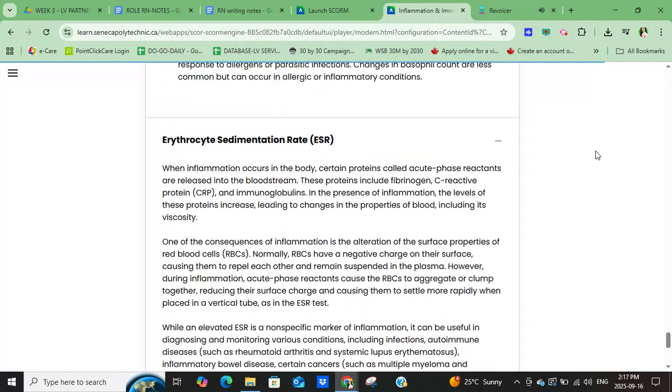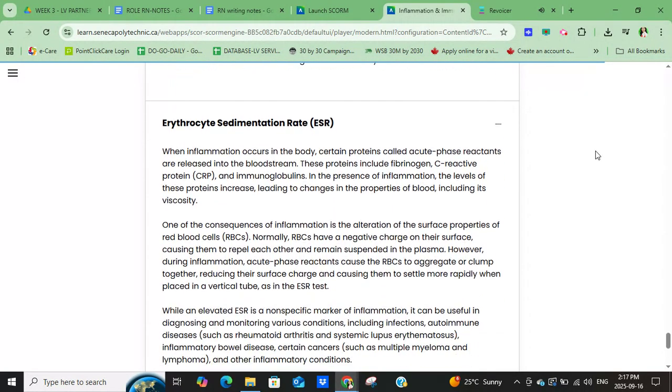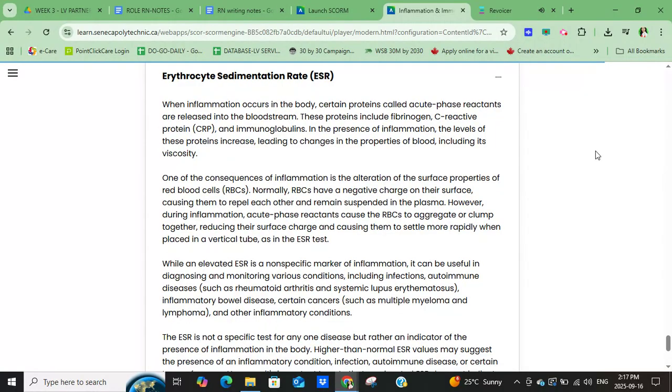Erythrocyte sedimentation rate, ESR. When inflammation occurs in the body, certain proteins called acute phase reactants are released into the bloodstream. These proteins include fibrinogen, C-reactive protein, CRP, and immunoglobulins. In the presence of inflammation, the levels of these proteins increase, leading to changes in the properties of blood, including its viscosity. One of the consequences of inflammation is the alteration of the surface properties of red blood cells, RBCs.